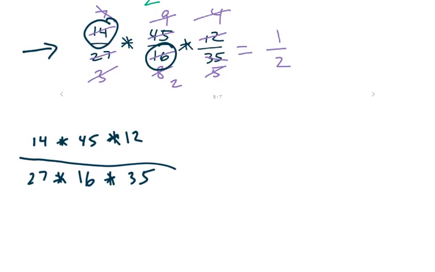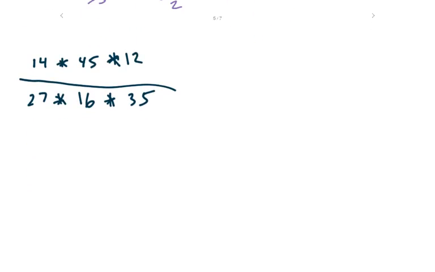I think that in the grand scheme, this is actually what is going on, and if you're struggling, it really helps you to see what is occurring in this process. So what I'm going to do is I'm actually going to rewrite everything as the prime factorization of 14, 45, 12, 27, 16, and 35.